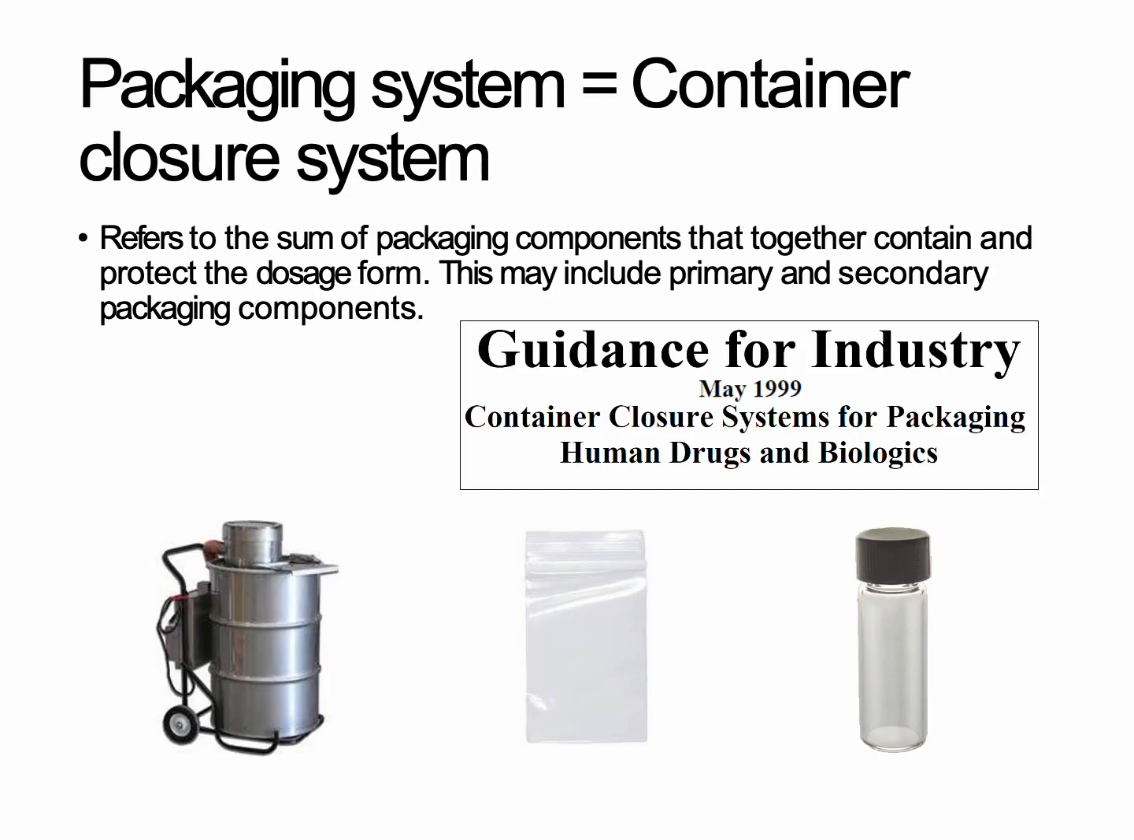First of all, a packaging system. What is that? This is a container closure system. We need to refer to the guidance for industry from the FDA as of May 1999, and the title is Container Closure Systems for Packaging Human Drugs and Biologics. It refers to the sum of packaging components that together contain and protect the dosage form. And again, as I already mentioned, this may include primary and secondary packaging components.